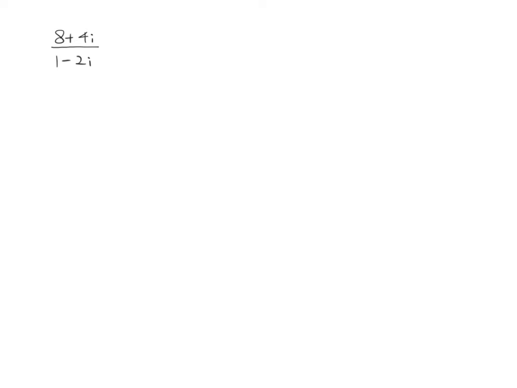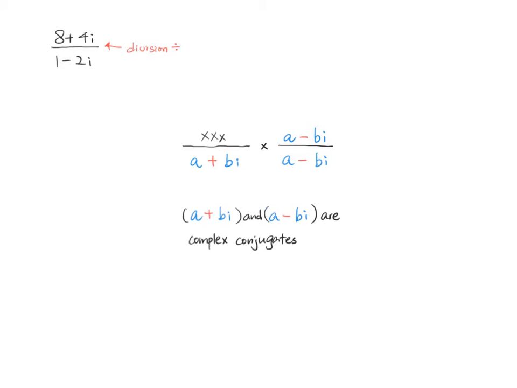Let's start with this question here. As we can see, it's a division question. Whenever something is divided by a complex number in the form of a plus bi, what we do is we multiply it by the fraction of 1, which is a minus bi over a minus bi. And this a minus bi is what we call complex conjugates.